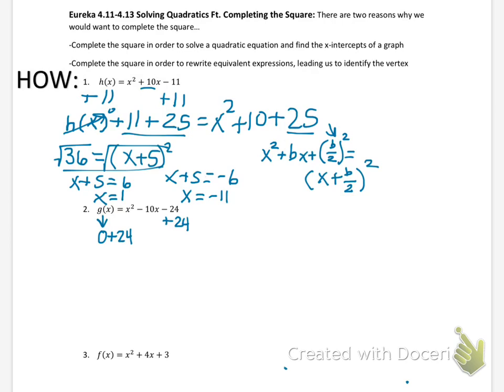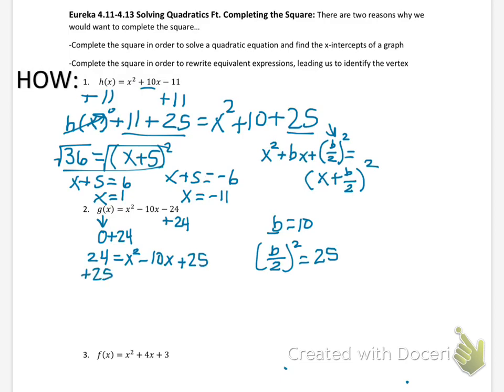Okay? And so I'll have 24 equals x squared minus 10x minus 24. Oh, no, I added 24 to both sides, so I do not have minus 24 anymore. Okay, so now my b is 10 again. So I'll have b equals 10, and then b over 2 squared is 25 again. So I'm adding 25 here and here. 24 plus 25 gives me 49.